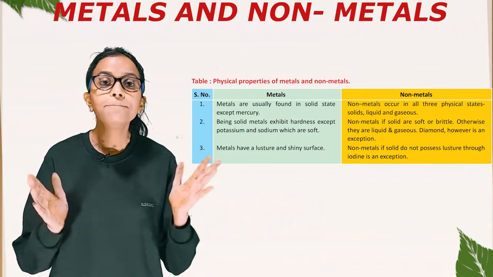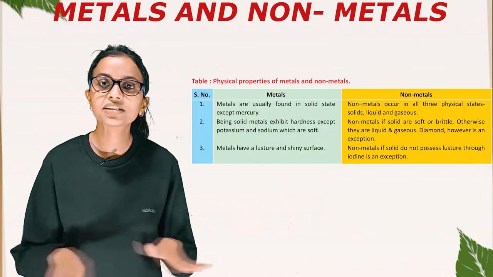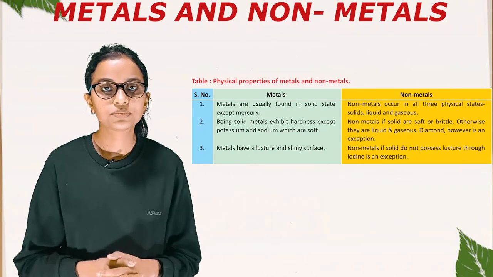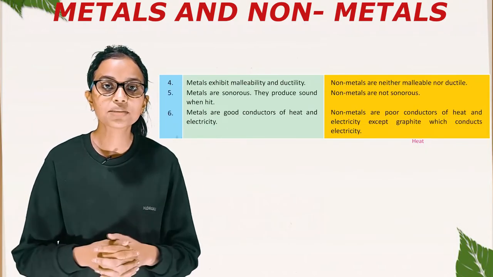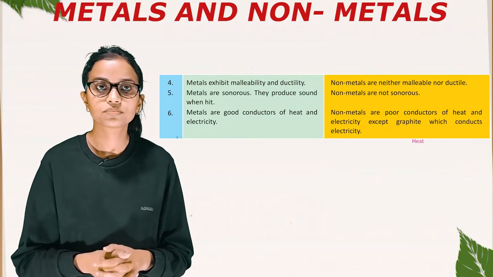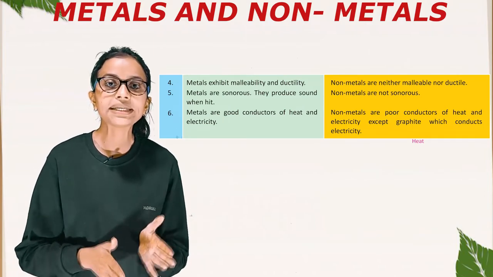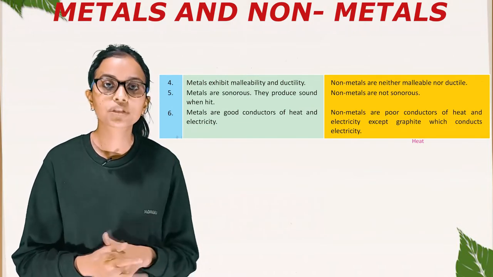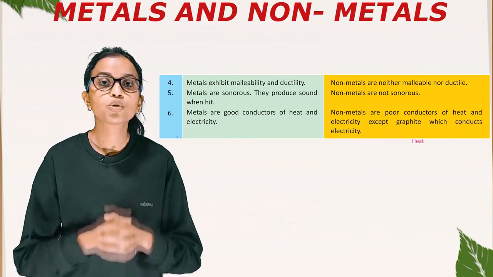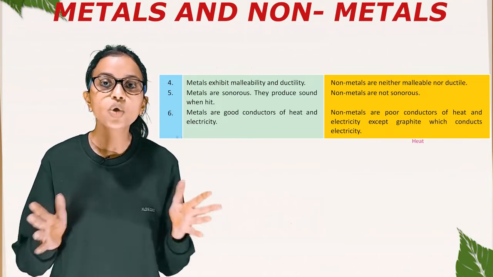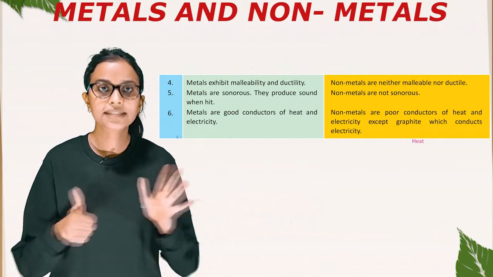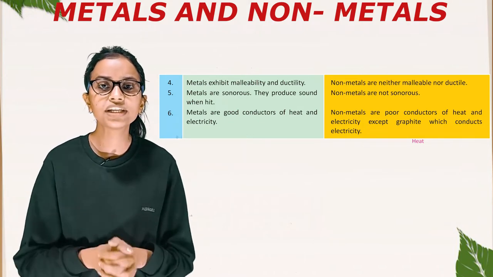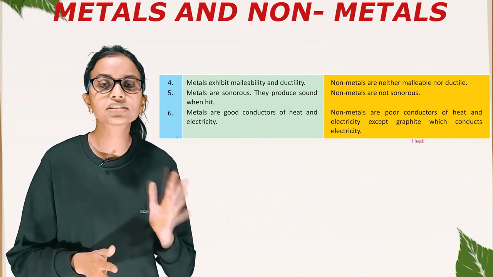3. Metals have a lustre and shiny surface. Non-metals, if solid, do not possess lustre, though iodine is an exception. 4. Metals exhibit malleability and ductility. Non-metals are neither malleable nor ductile. 5. Metals are sonorous. They produce sound when hit. Non-metals are not sonorous. 6. Metals are good conductors of heat and electricity. Non-metals are poor conductors of heat and electricity except graphite, which conducts electricity.